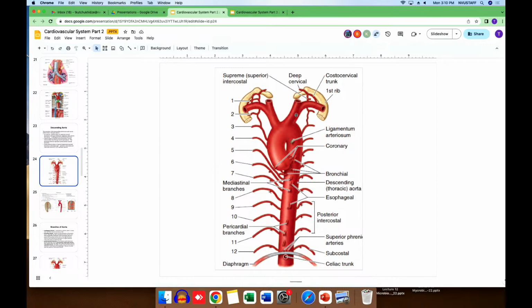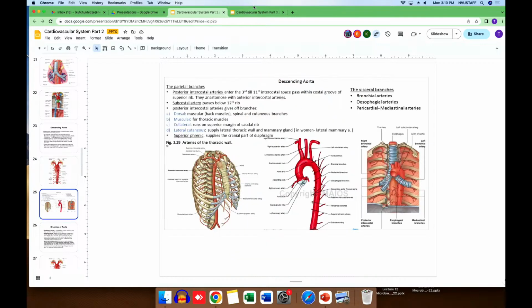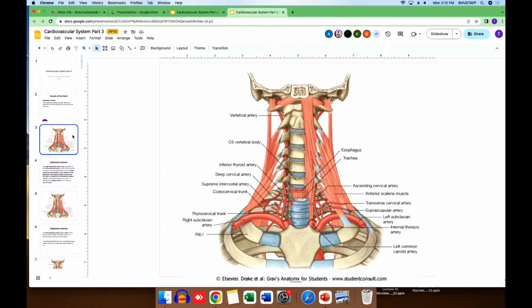So we remember that we have the subclavian arteries, right? The subclavian arteries are on both sides of the arch and go out of the thorax to enter the root of the neck. Exactly, this will be our right subclavian artery and left subclavian artery, right?